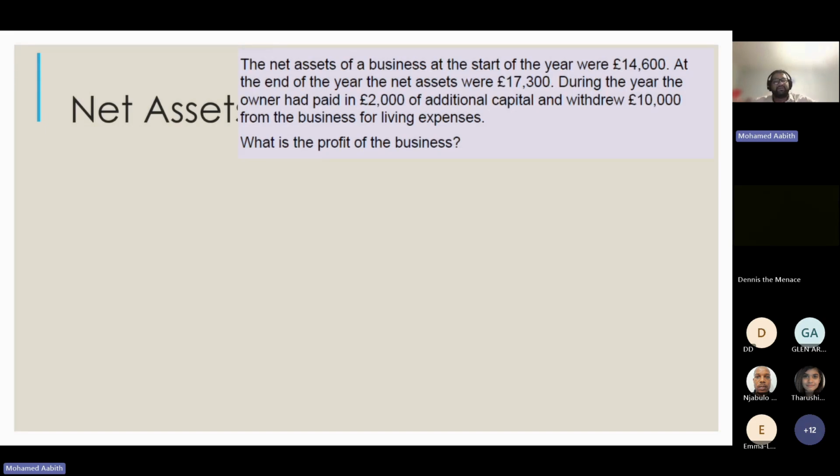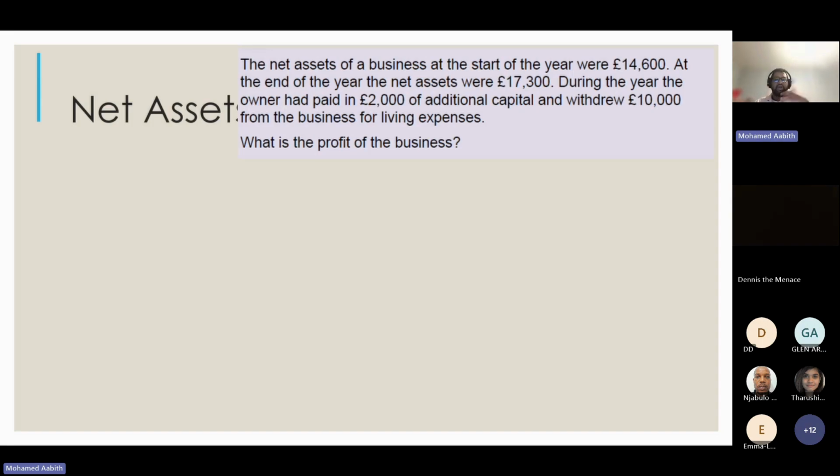The net assets of a business at the start of the year is £14,600. At the end of the year, the net assets was £17,300. So what happened is your net assets have gone up, by £2,900. During the year, the owner has paid £2,000 of additional capital, and also they withdrew £10,000 from the business for living expenses. So how do we find the profit for the business? This is what we can do.